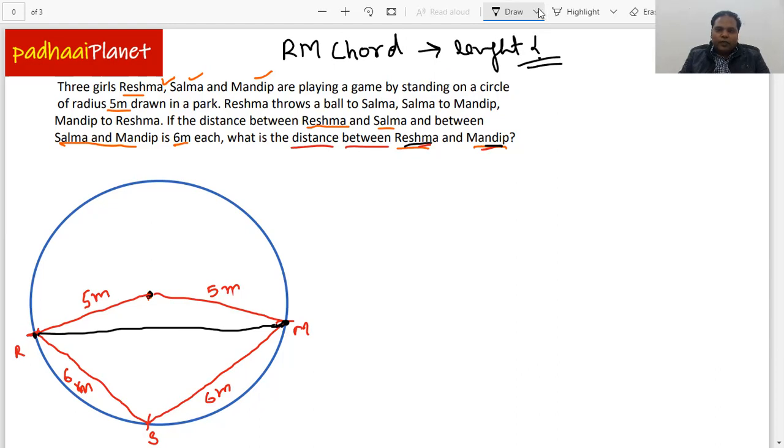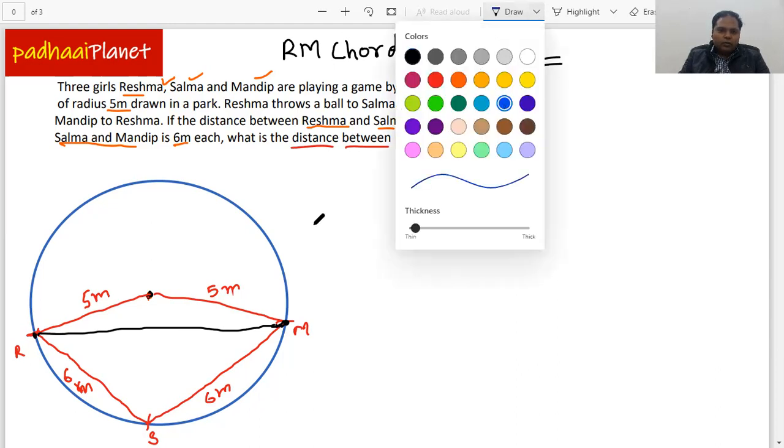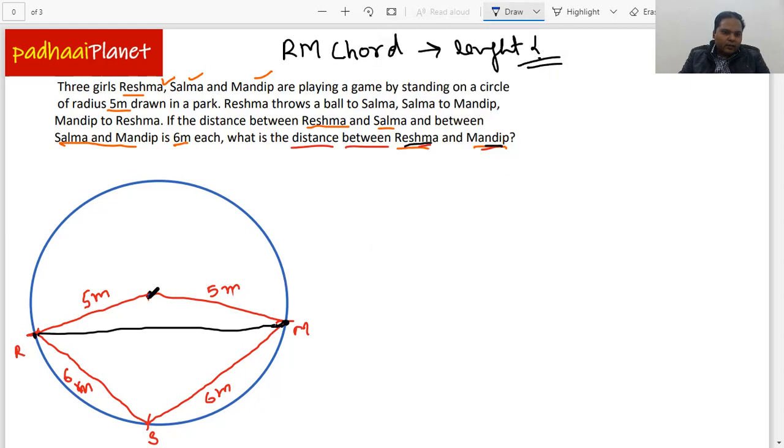And before we move ahead, let's also connect the center. This is the center, and suppose the center is O. Let's also connect this O with Salma, where Salma is sitting. So this is how we have got the complete thing. And suppose this intersection point is X. Let's name it as X.